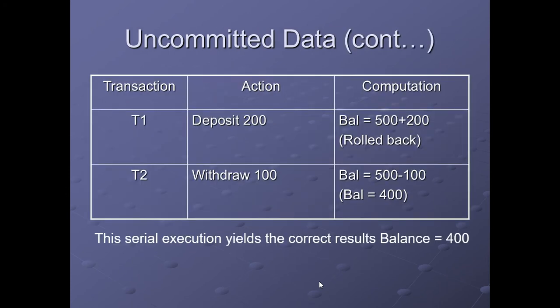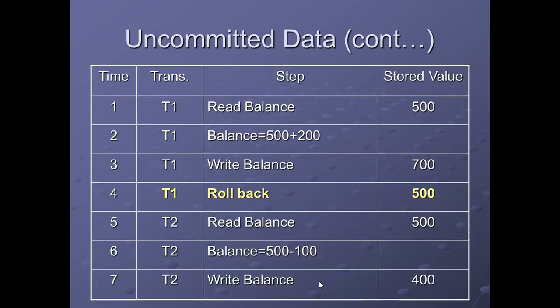We've got a table here. Deposit 200. Balance is equal to 500 plus 200. Rolled back. Then withdraw 100. Balance equals 500 minus 100. Balance equals 400. This serial execution gives the correct results. Balance 400. Then on this one now, we are reading the balance 500. Balance is equal to 500 plus 200. Write balance is 700. Then there's been a rollback.